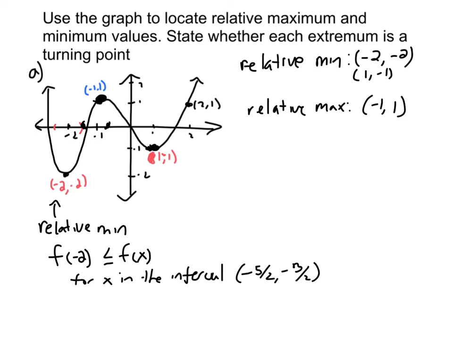Up here, this is a point that's just being marked, but you see it's not the highest point in any neighborhood. So this is not a relative min or a relative max, it's just a point that's been marked on the graph. Now let's talk about turning points. Are each of these turning points? A turning point means that you were going in one direction, so you were decreasing, and then all of a sudden you're increasing. You'll see that all of these 3 points are indeed turning points. So all of the extrema are turning points.